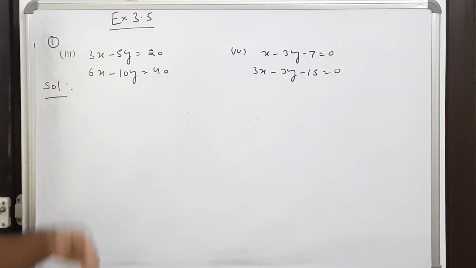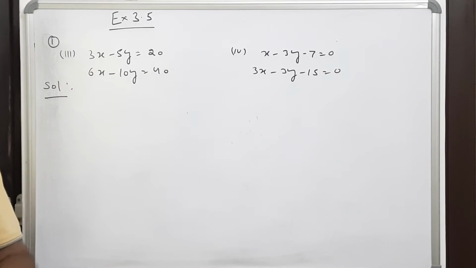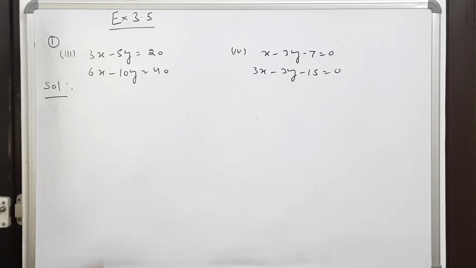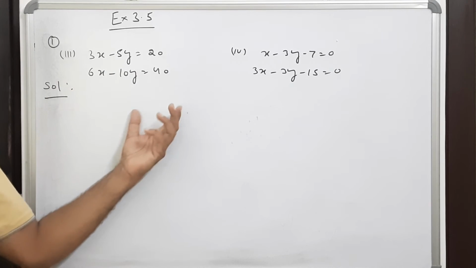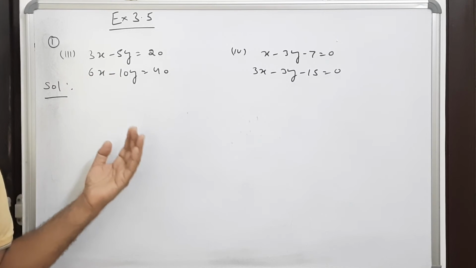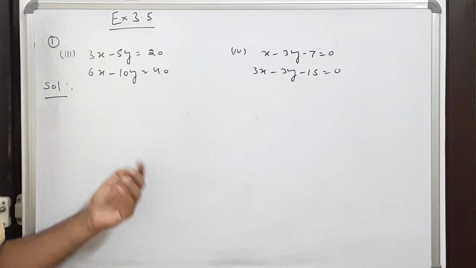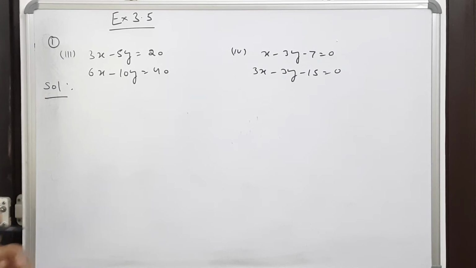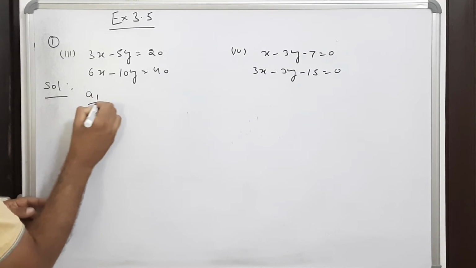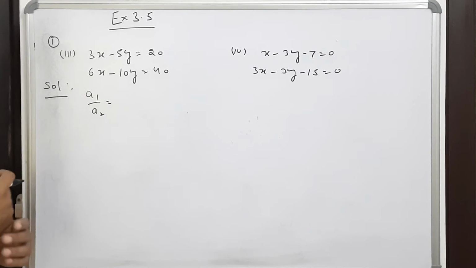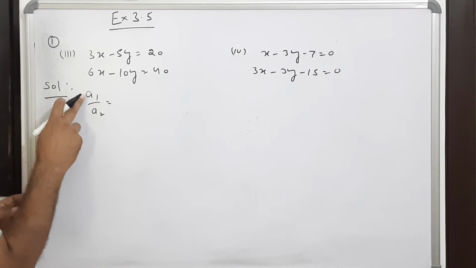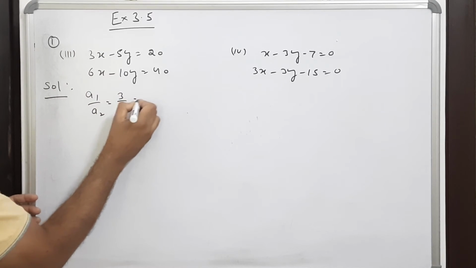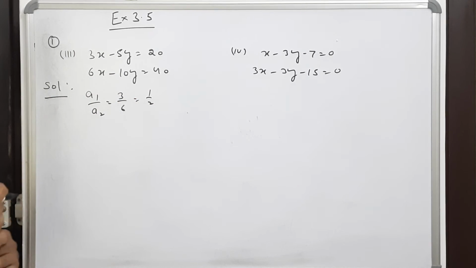Yes, dear students, see this now. Third part and fourth part of the first sum. If this problem is asked in the objective, it will be asked like this: in this system of linear equations, whether it is a unique solution, no solution or infinitely many solutions, or none of these. So again we calculate. Now I am calculating directly after the first and second sum parts. A1 upon A2 is directly 3 by 6, and the answer is 1 by 2.